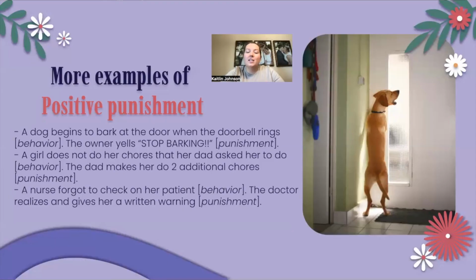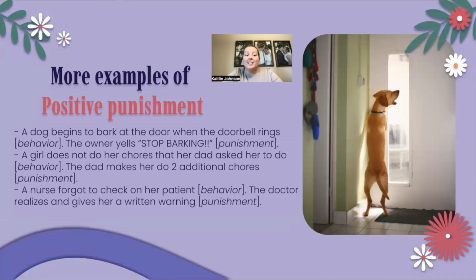Okay, so let's look at some examples of positive punishment. Remember, positive, something is being added. Punishment, meaning it's going to decrease the likelihood of the behavior happening again. First example, a dog begins to bark at the door when the doorbell rings. The owner yells, "Stop barking." The likelihood of that dog barking at the door again decreases because of the addition of the owner saying, "Stop barking."